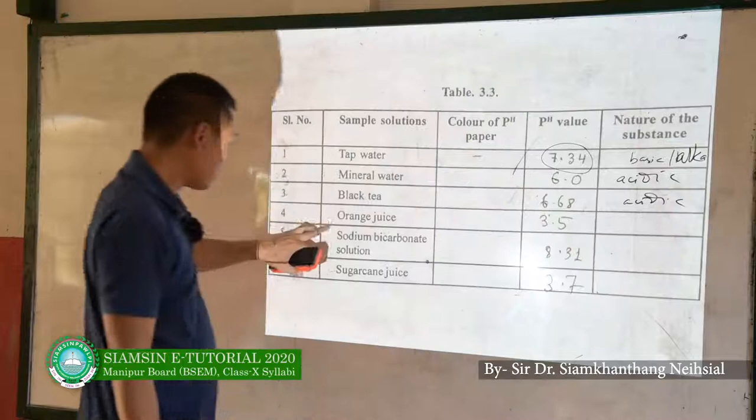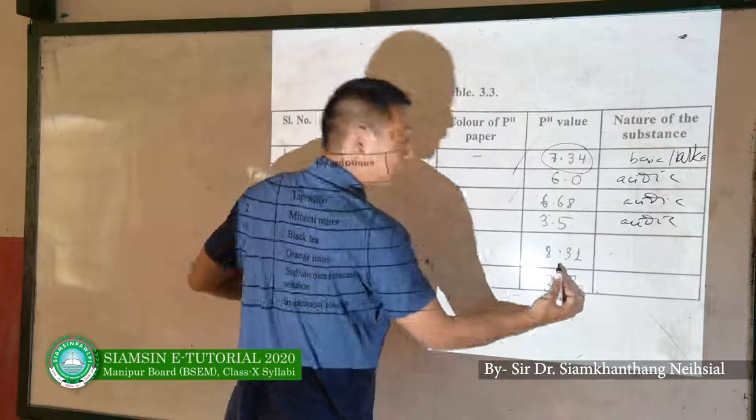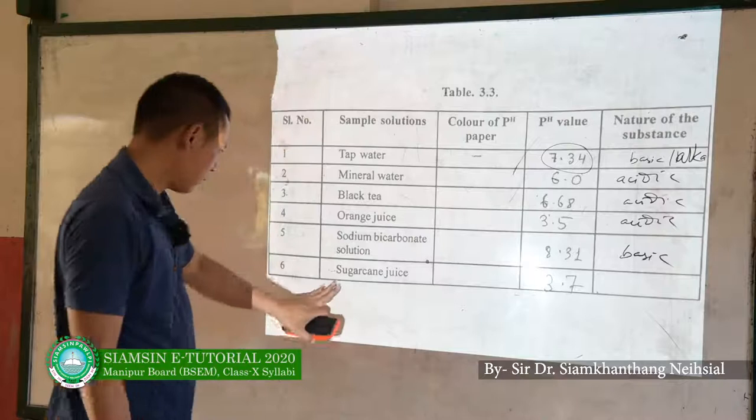On the pH scale it is acidic. Sodium bicarbonate solution, on the pH scale, is basic or alkaline. Lastly, sugar cane juice: this is acidic on the pH scale.